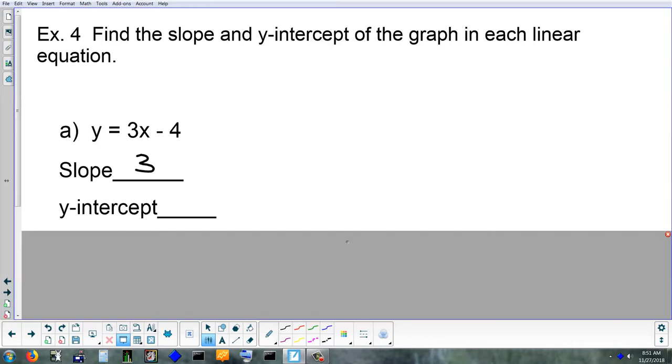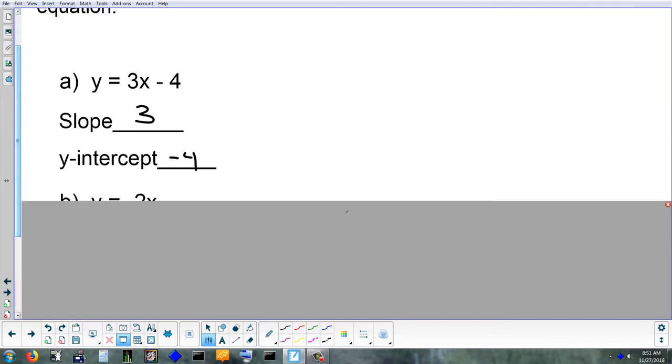What about the y-intercept? Careful, there's a sign that goes with the 4. It's a negative, right? The sign always goes with the number that's next to it. So y-intercept is negative 4. Okay. Any question on that one? Okay. Let's look at this one.